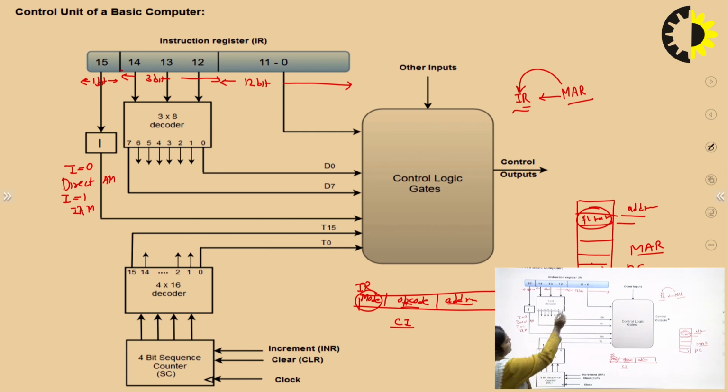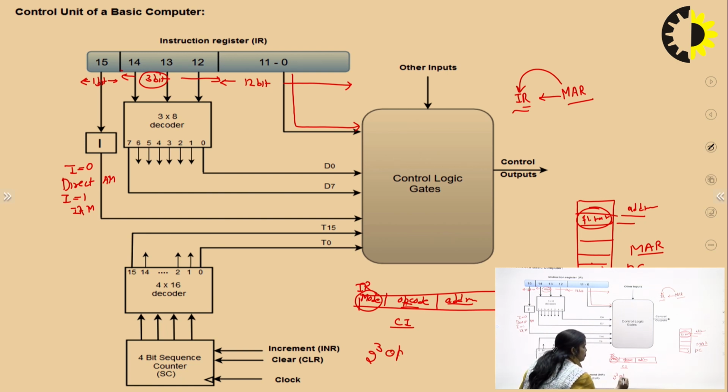Now this address comes from the memory address register, and it goes directly to the control logic gates. And the opcode: suppose there is a 3-bit opcode. It means in the instruction you can use only 2 to the power 3 operation codes, so only 8 operations can be performed.